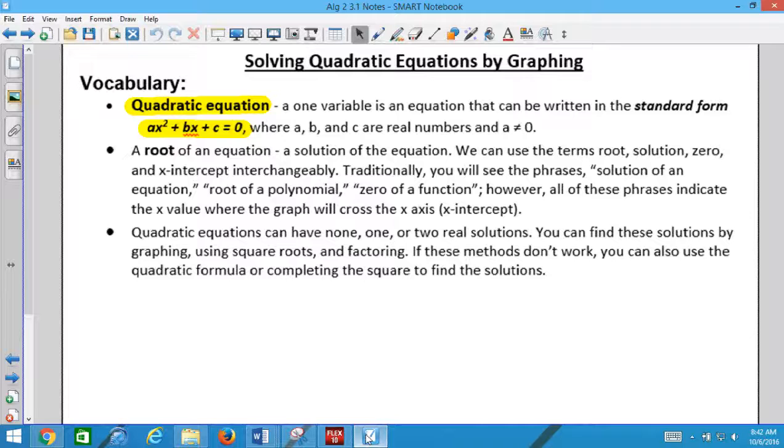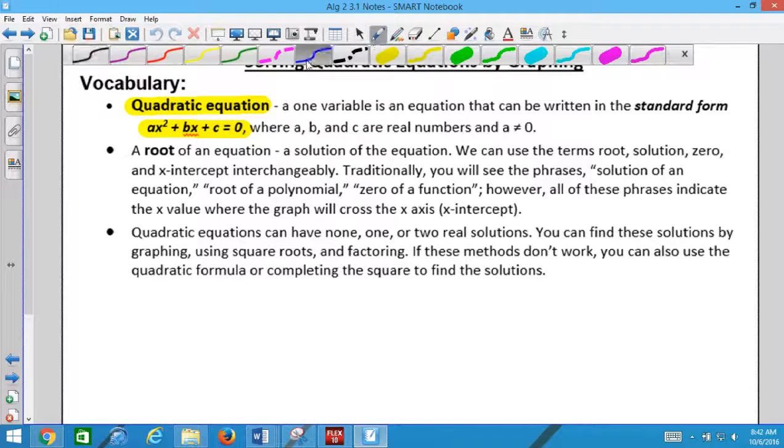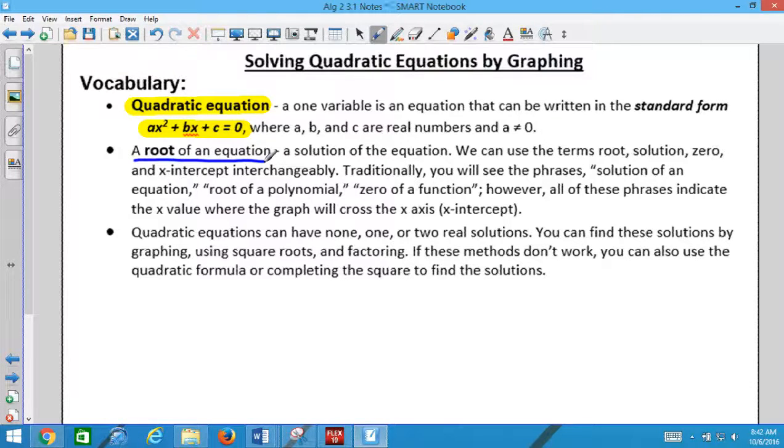A, b, and c, those are all numbers. And then here's some new vocabulary. A root of an equation is the solution. It's the solution. So when I ask for the root, I'm asking for you to find what x equals. You're solving the equation for x.